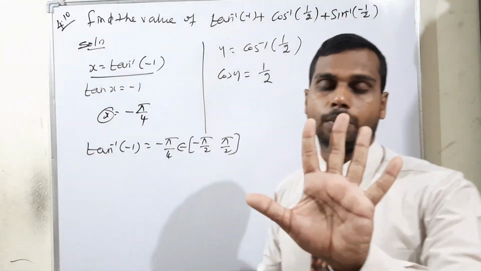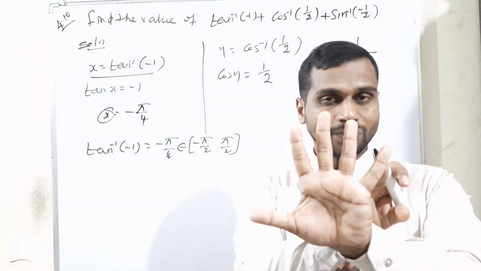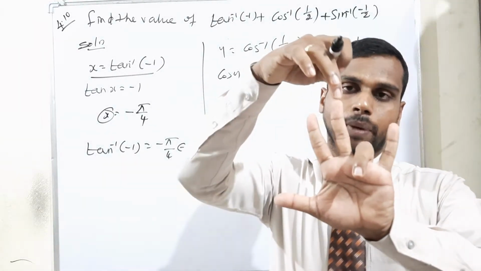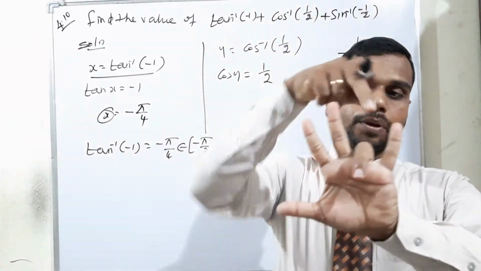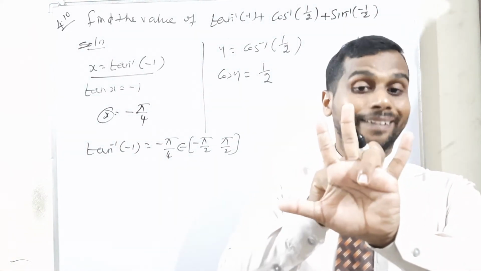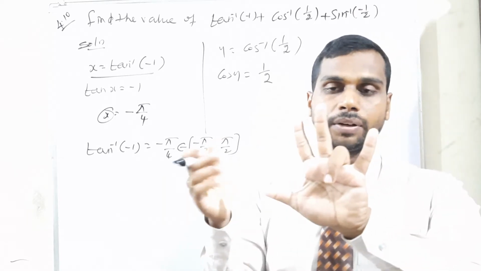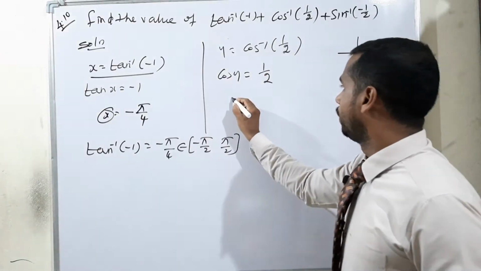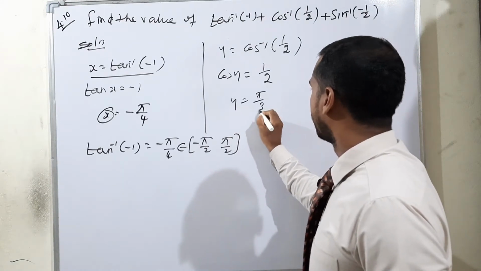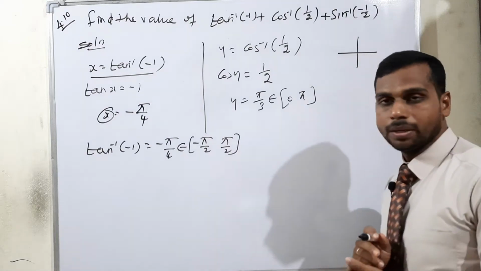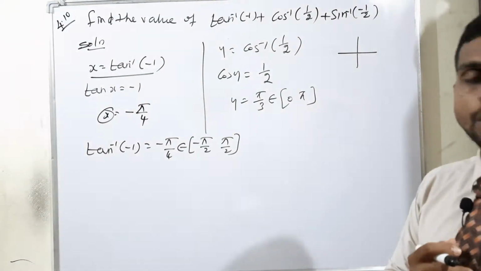What is your truth table? Cos means you have to check the little finger side. So 1 by 2 means simply we can say pi by 6, pi by 4, pi by 3, pi by 2. This is called the thumb finger, indicate, middle, ring, we have to fold. Ring means definitely pi by 6, pi by 4 and pi by 3. Therefore y is equal to pi by 3. It belongs to 0 to pi. 180 divided by 3 means 60 degrees will come. So it lies in 0 to 180.